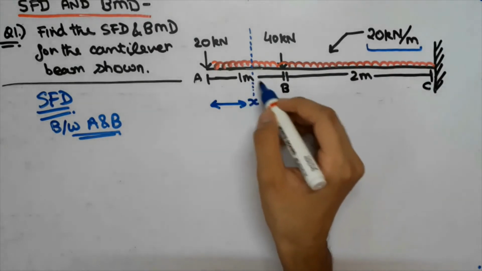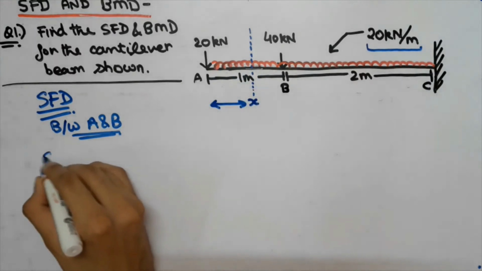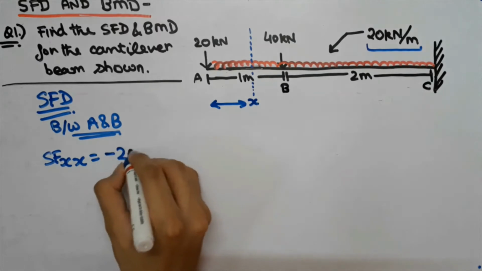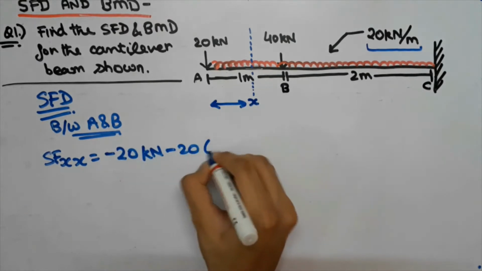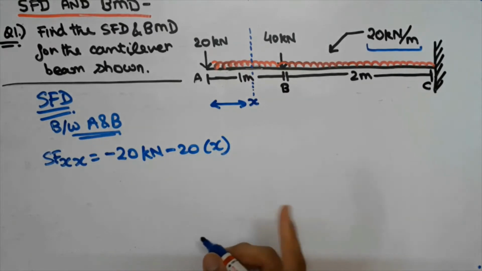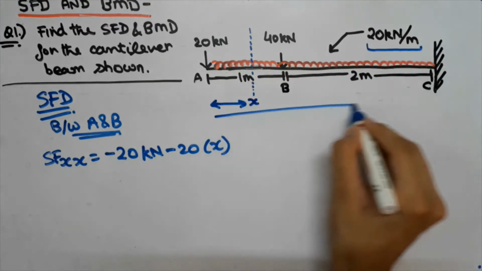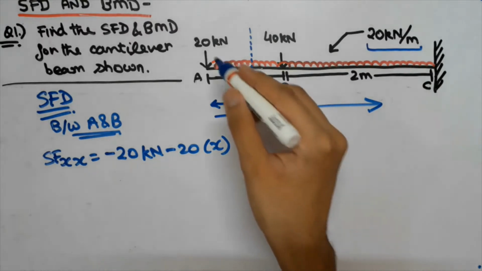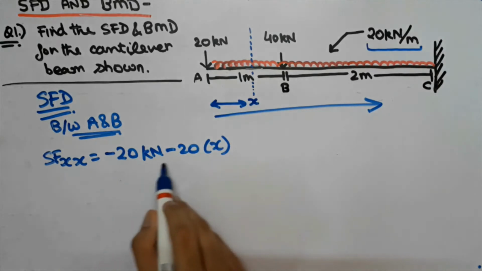So now we will write the equation for the shear forces only for this part of the beam. That is, we will write S of x is equal to 20 kilonewton minus 20 into x. Now guys, you must remember that previously we discussed the sign convention. So as we are moving from left to right and we are finding for SFD, the forces that are acting downwards, or the arrow is pointing downwards, we will take them as negative.